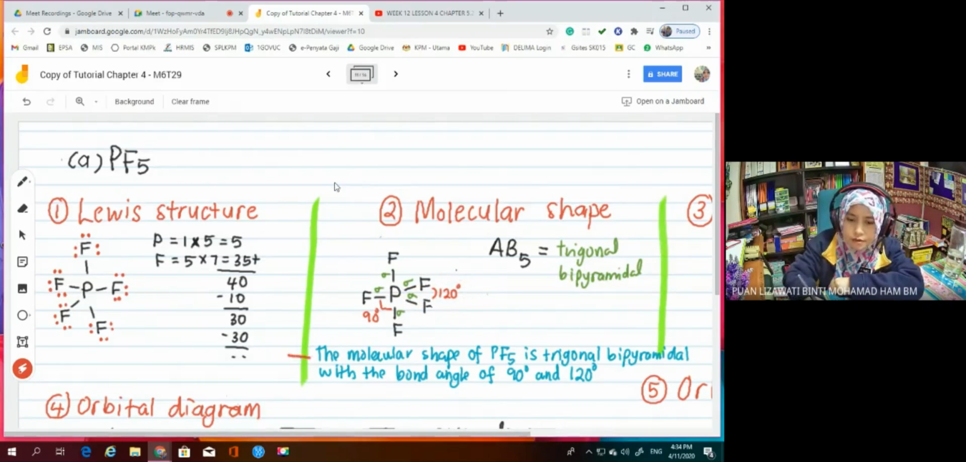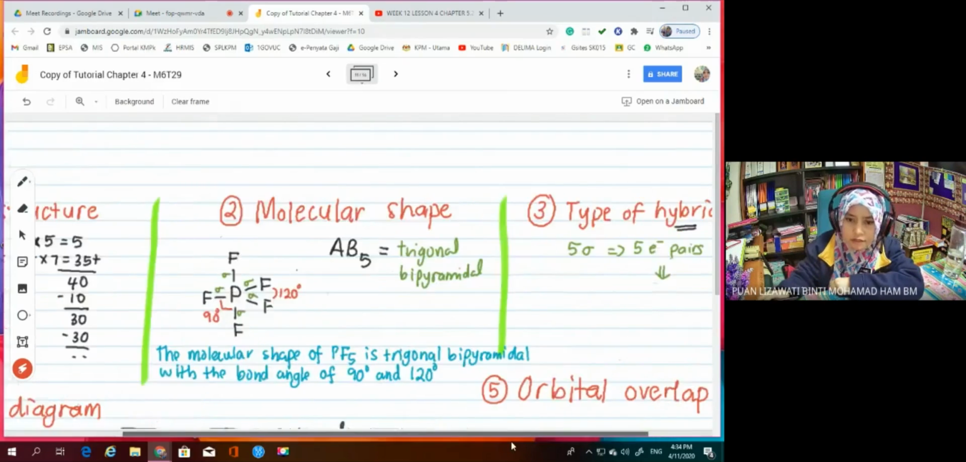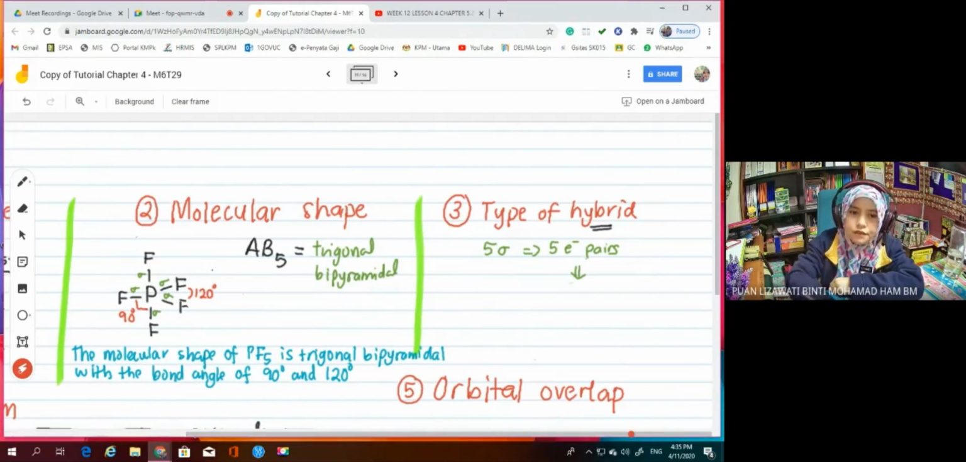Here is how you can write the explanation. You have to mention the shape, that is trigonal bipyramidal, and the bond angles. Now, how to identify the type of hybridization? Refer back to the molecular shape. We have 1, 2, 3, 4, 5 sigma bonds, so there are 5 electron pairs at the center atom. Therefore the type of hybridization is sp3d. All the 5 electron pairs are arranged in a trigonal bipyramidal shape.